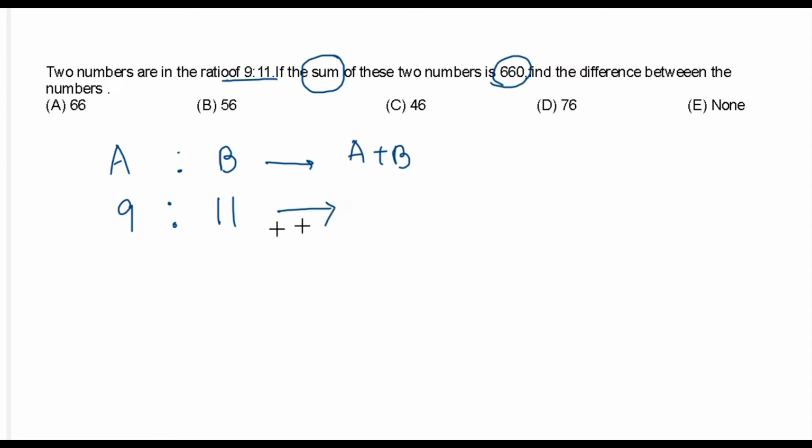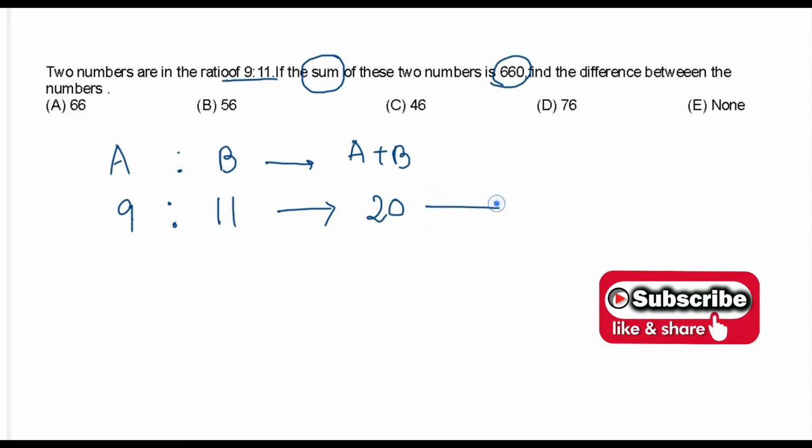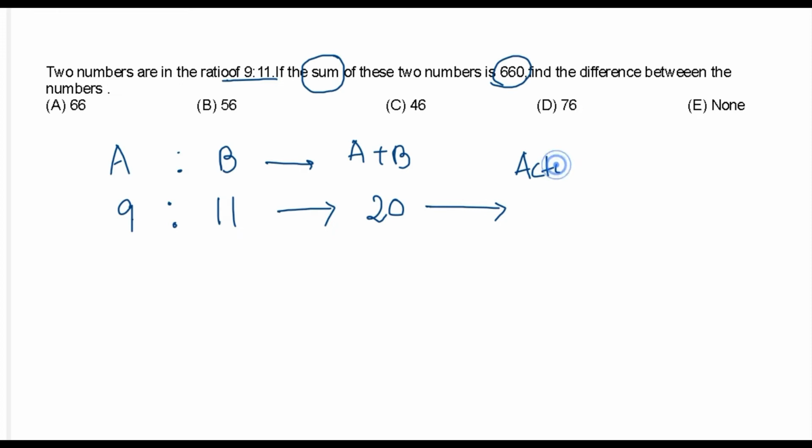Now we add A plus B. Tell me what is the answer here. If you add 9 to 11, this will become 20, right? So this is the sum, but according to the question, this 20 is actually equal to how much? 660. So 1 is equivalent to how much? 1 is going to be equivalent to 660 divided by 20, so it will be 33.